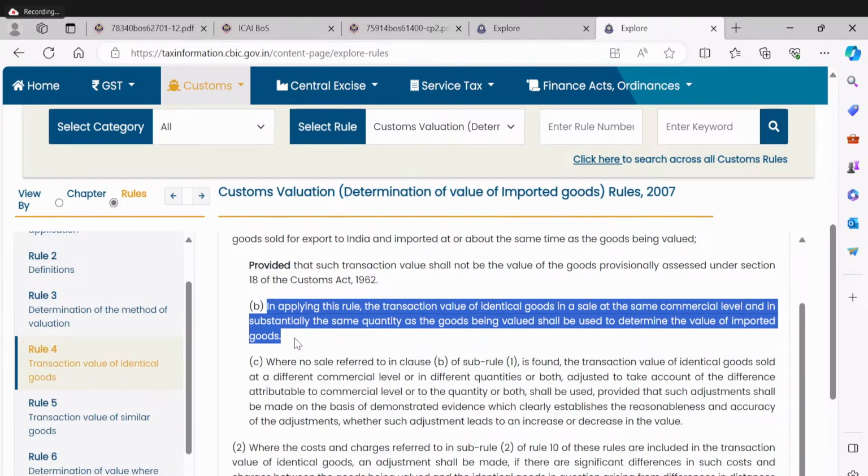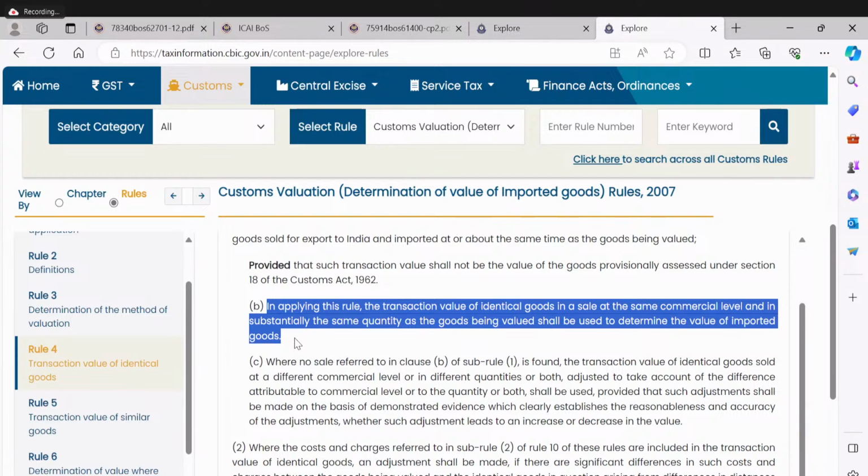Like if we are importing 100 units and we are seeing the transaction value of goods imported in 1000 units, there can be a quantity discount provided by the supplier or by the exporter. So in that case, that value cannot be accepted here. That discount will not be accounted for. So substantially the same quantity and the same commercial level is required.